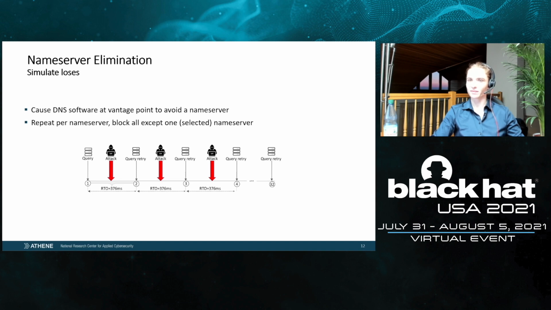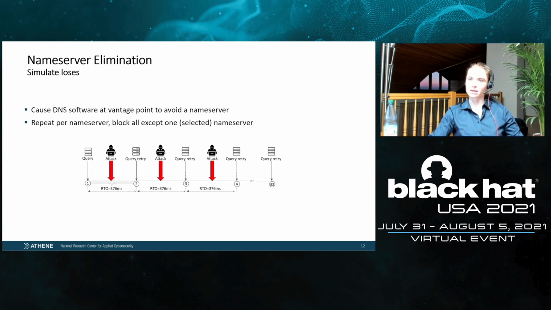Following a timeout, the VAs go into exponential backoff. The length of the exponential backoff depends on the DNS software implementation. DNS requests of Unbound are retransmitted after RTO, the retransmission timeout, and in the case of Unbound, this is 376 milliseconds. You can see on this slide how the attacker uses the exponential backoff intervals to repeat the attack.